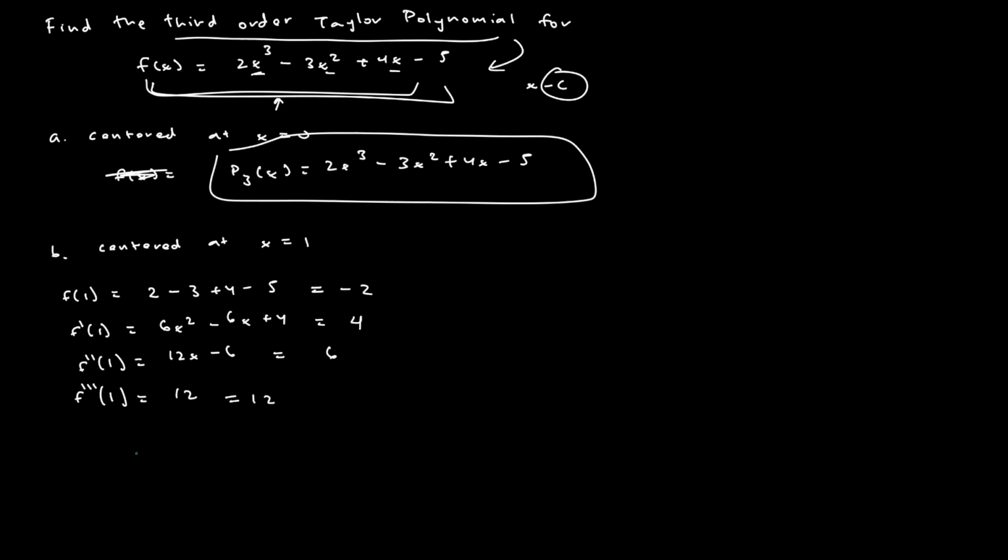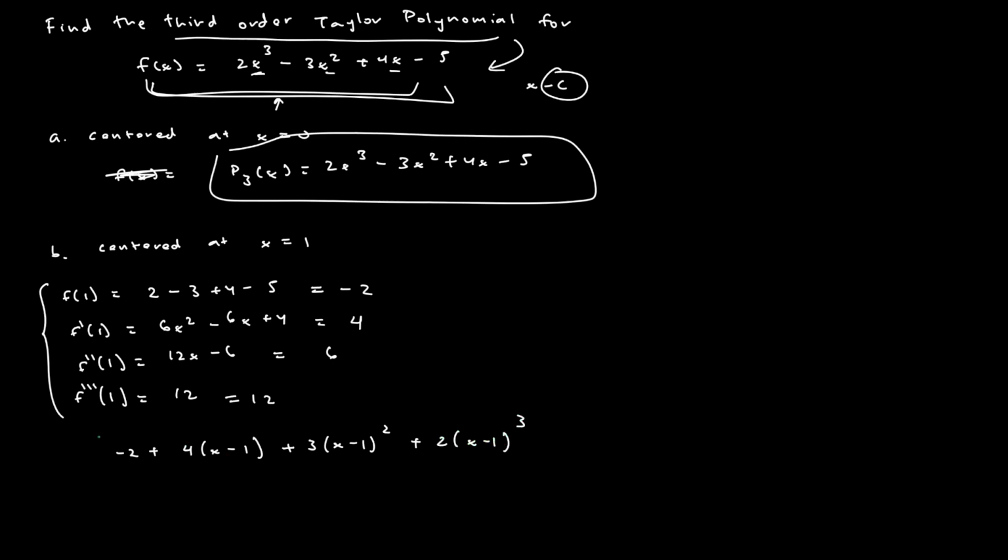Using our definition of a Taylor polynomial and these facts, we get our Taylor polynomial centered at x equals 1 is negative 2 plus 4 divided by 1 factorial, which is 1, times x minus 1, plus 6 divided by 2, which gives us 3, times x minus 1 squared, plus 12 divided by 3 factorial, which is 6. So 12 divided by 6 is 2, plus 2 times x minus 1 cubed.